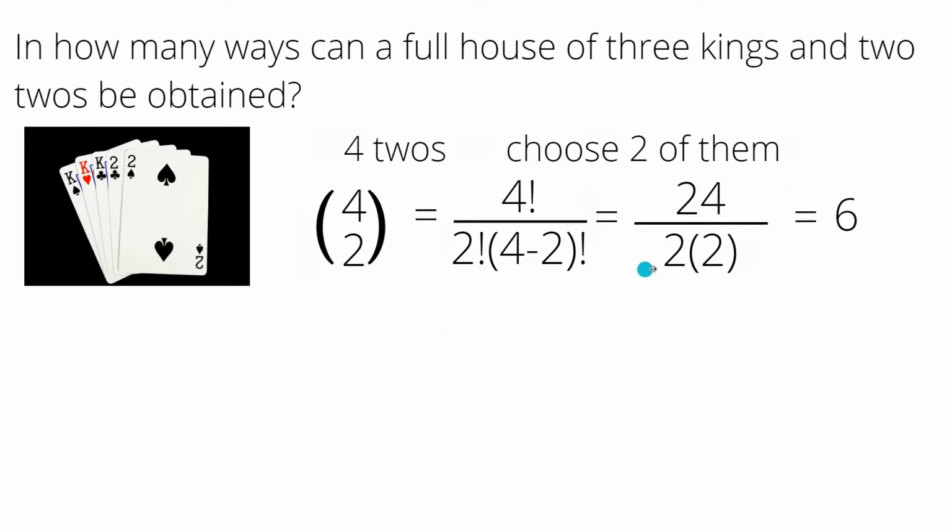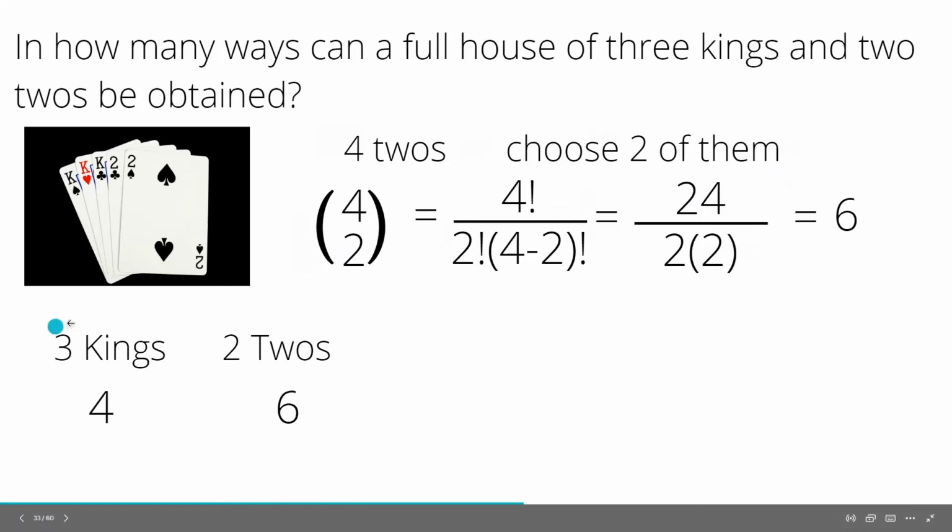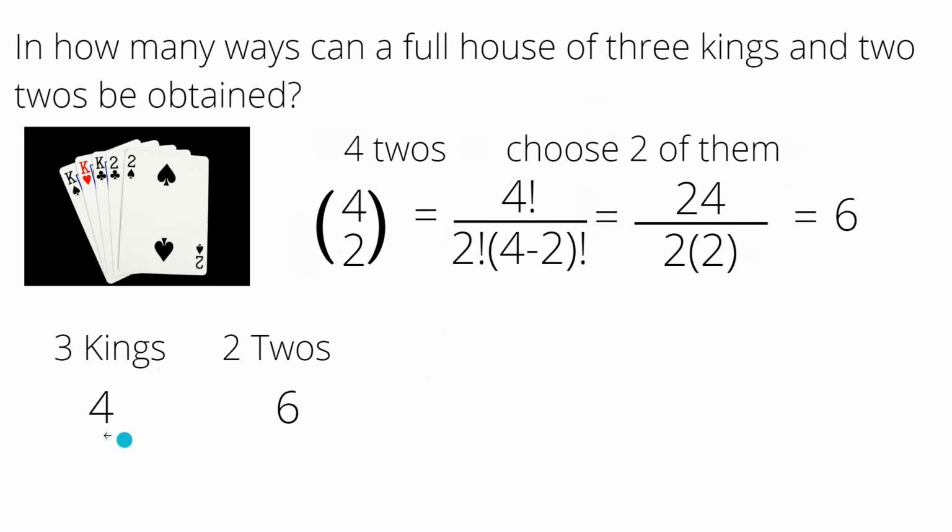We're going to choose 2 of them. And when you plug this into the formula, you will get 6. All right, so how many ways to get 3 kings? There's 4 ways. How many ways to get 2 twos? There's 6 ways. Then when you have these 2 things and they are separate, you are going to multiply them together. And so the answer to this problem is 24. So there are 24 possible ways to get a full house.